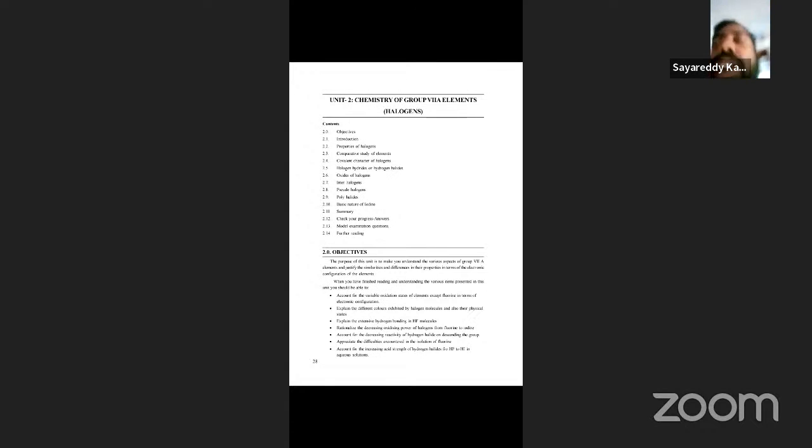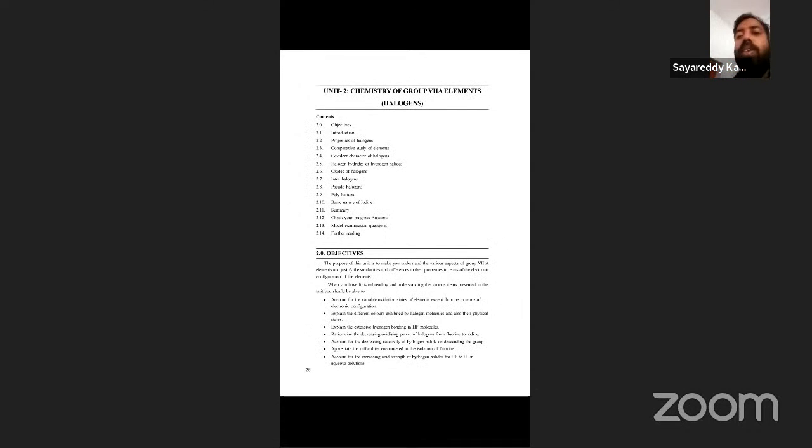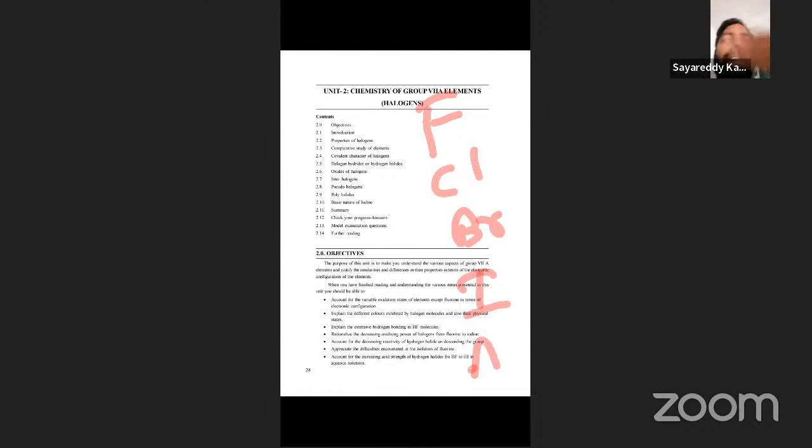Halogens means fluorine, chlorine, bromine, iodine, and astatine. These are all called halogens. In this lesson we are discussing the introduction and the objectives: the properties of halogens and a comparative study of the elements fluorine, chlorine, bromine, and iodine. What are the comparisons between these elements?